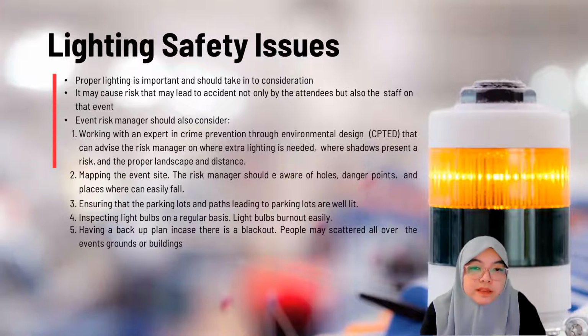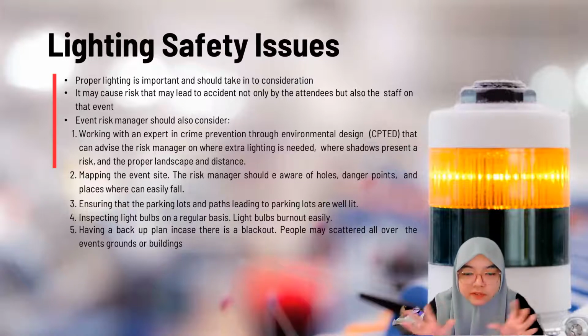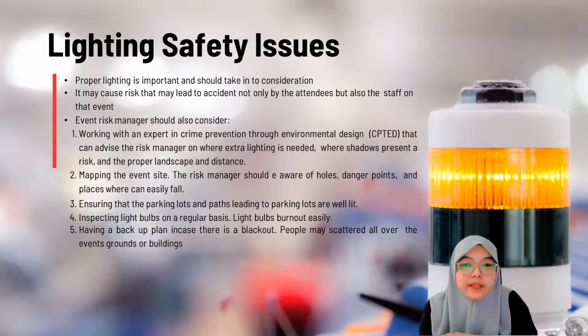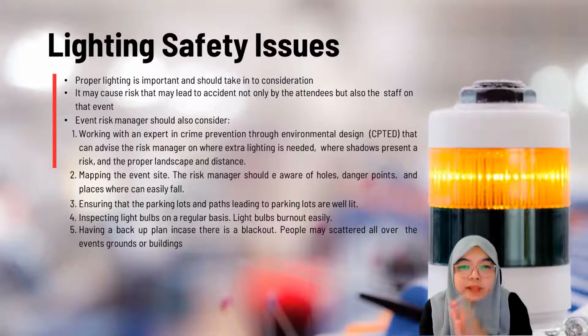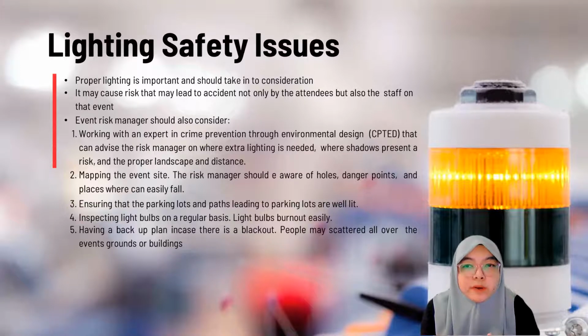Okay, so mapping the event site, the risk managers should be aware of holes or any danger points and so on. Okay, ensuring the parking lots and paths. Normally, parking lots are places with very low light, so that's why they can be a creepy place for certain people. Okay, so inspect the light bulbs on a regular basis and have a backup plan. Having a backup plan or contingency plan, especially when it comes to lighting, is very important, because you can always avoid accidents or tripping and so on.